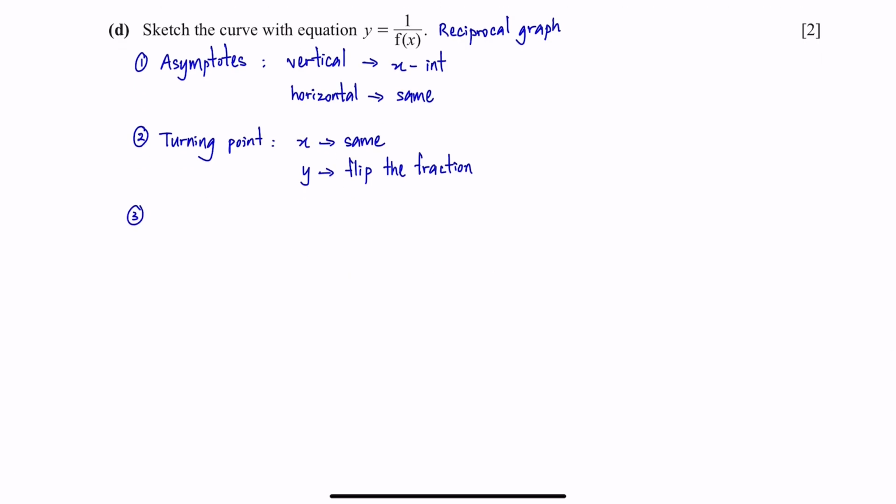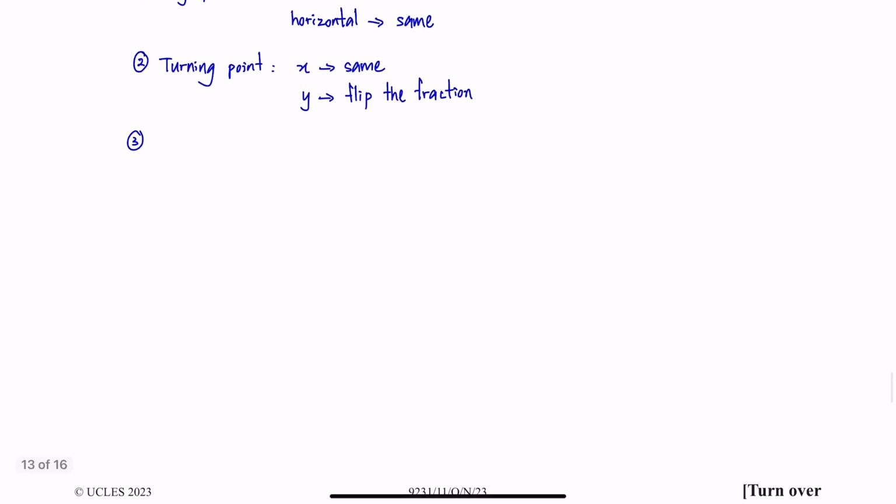And the third one is the limits. So for the original graph, if you have y going towards positive infinity, the graph would be going to the positive side of 0 for the new graph. I'll list out the things first, and I'll explain later using the graph.